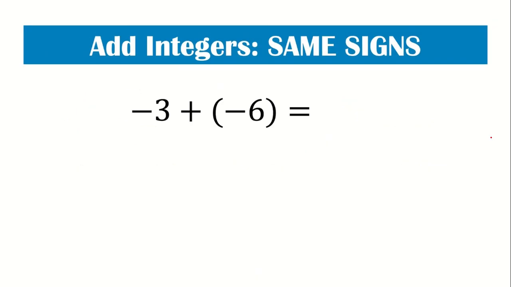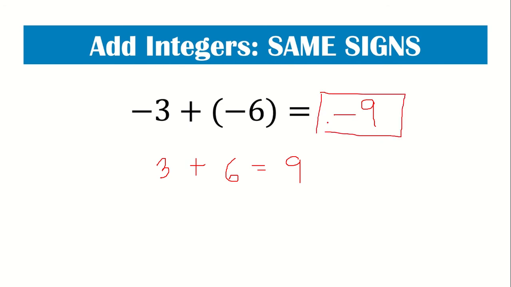So we have here -3 plus -6, and they have the same signs. So what do we do here? Just add the absolute value of each number, which is 3 plus 6. 3 plus 6 is 9. And then we put 9 here already as an answer, but don't forget the last step. Keep the common sign. Both are negative, so negative. So the answer is -9.